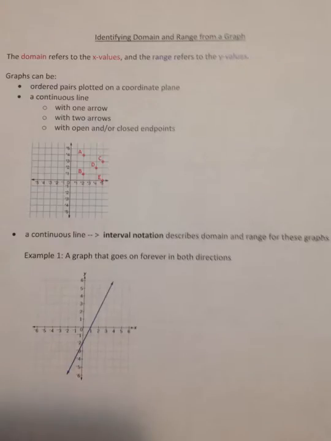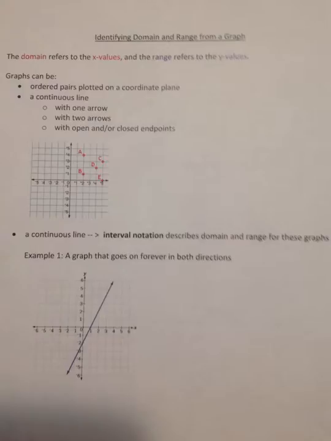We've looked at domain and range, and now we're going to look at domain and range from a graph. Remembering the domain refers to the x values and the range refers to the y values. Graphs, what we're going to talk about today, can be ordered pairs plotted on a coordinate plane. They can be a continuous line. They can have one arrow, two arrows, or open and or closed endpoints, which we'll see a little bit later.